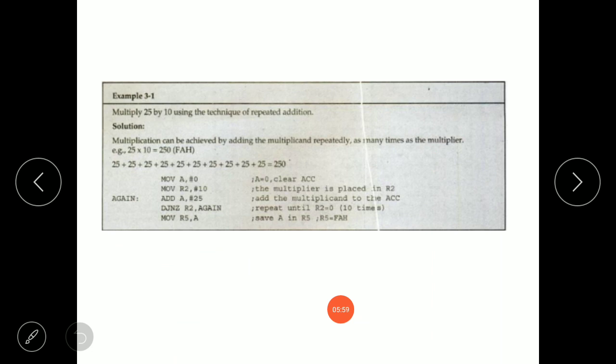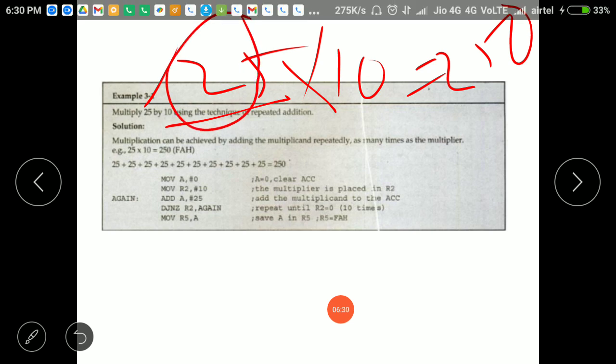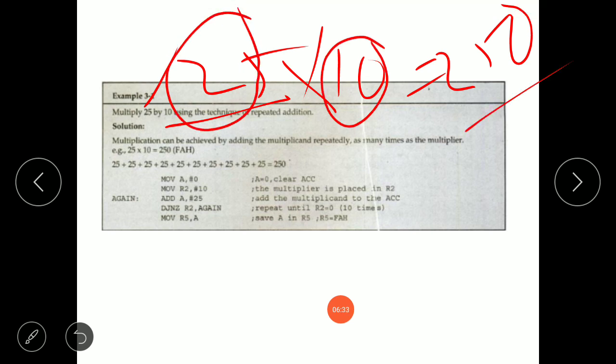Now let's take a program: multiply 25 by 10 using the technique of repeated addition. So 25 into 10 is equal to 250. Here 25 is a decimal number. They have written multiply 25 by 10 using the technique of repeated addition. Here 25 represents the decimal number, not the hexadecimal number. So what they are saying is multiply the decimal number 25 by decimal 10 so that you will get 250. So how are you going to write this program using repeated addition?